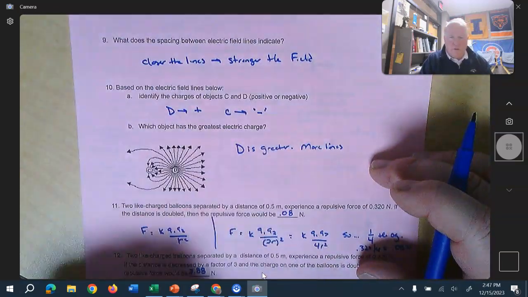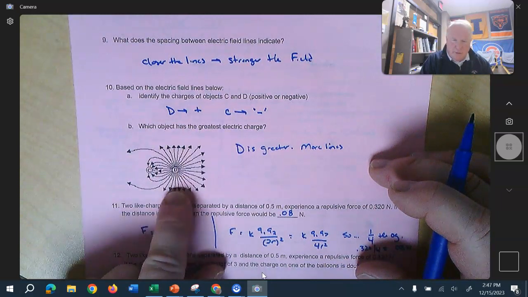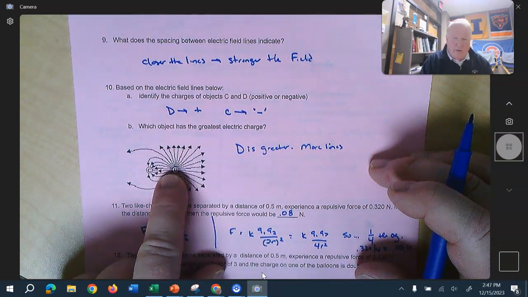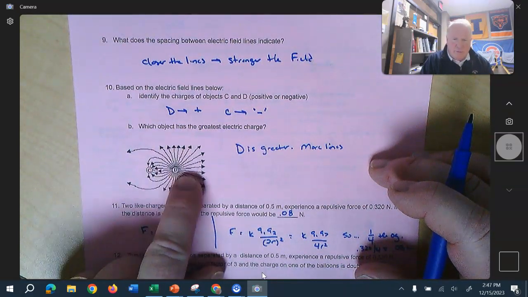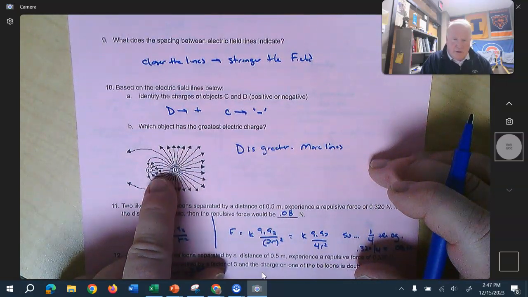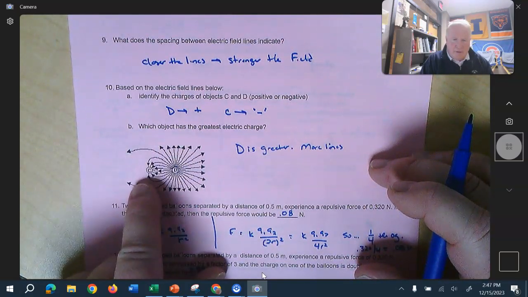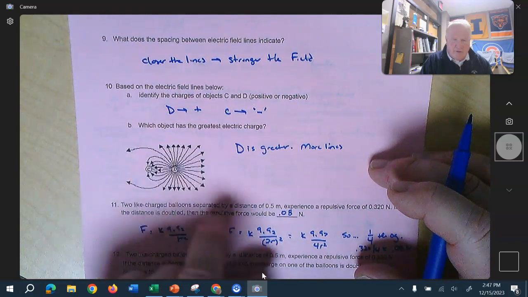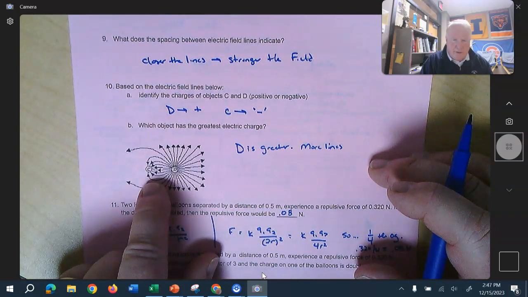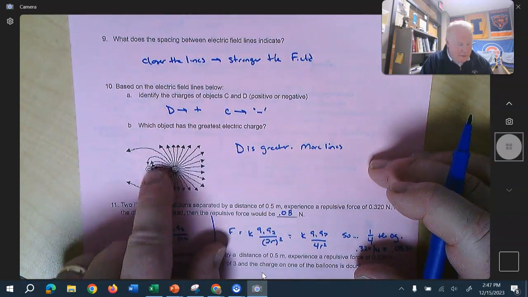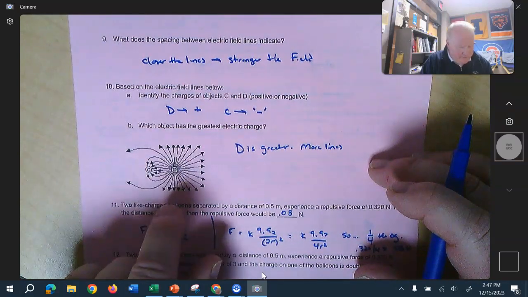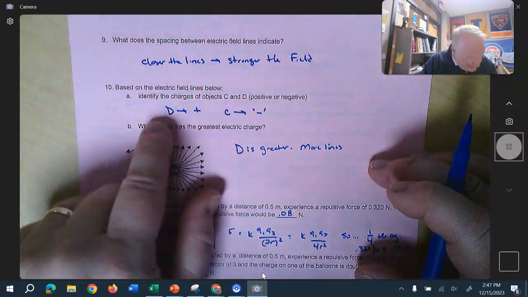So the closer those lines are, so like here we see these closer lines. So this must be a bigger charge because it creates more fields. And then the fact that it's not coming over here, with all of those lines not as tightly spaced, this must be a weaker charge.